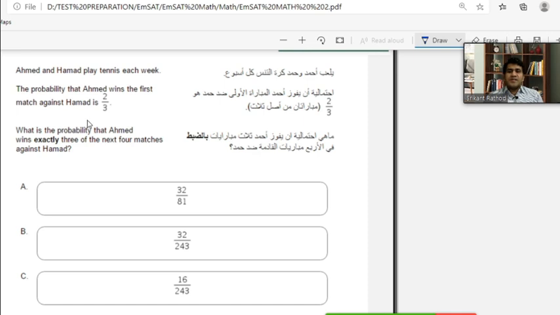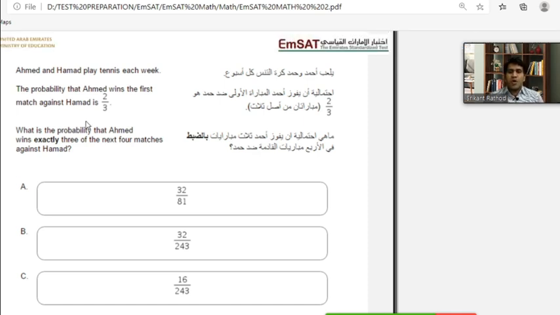Question number 3 is a probability based question which involves the concept of combinations along with exclusive and independent events. So let's see what the question is talking about and how we can make use of this concept. Question says Ahmad and Hamad play tennis each week. The probability that Ahmad wins the first match against Hamad is 2/3. What is the probability that Ahmad wins exactly 3 of the next 4 matches against Hamad?